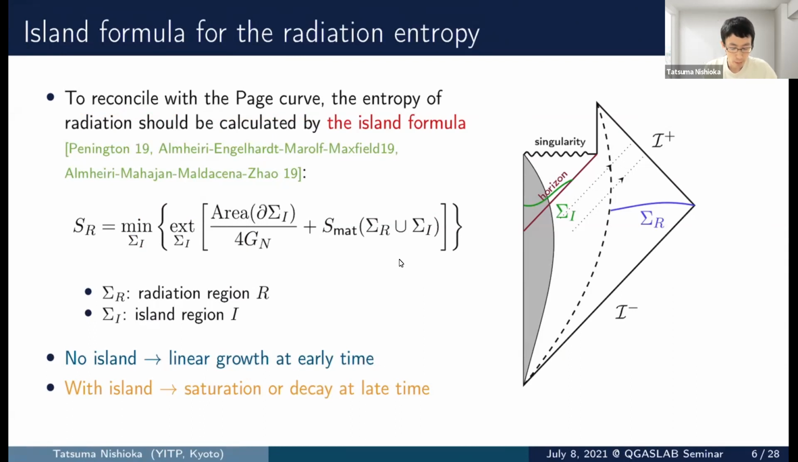Now you are interested in the entropy of the radiation system, the Hawking radiation. So to measure the radiation, we are supposed to measure the Hawking radiation through the entanglement entropy across this region. Even if you are interested in the entanglement entropy, you need to include the so-called island region.